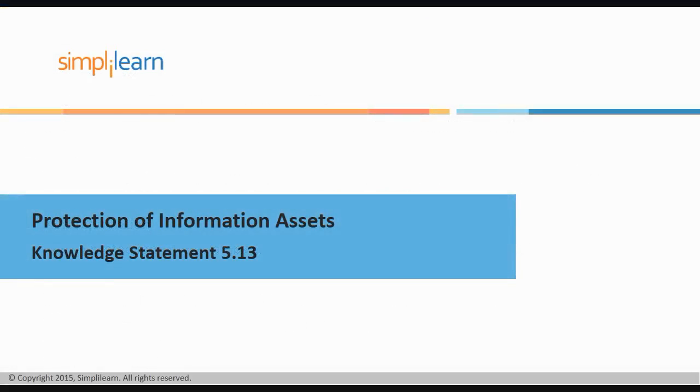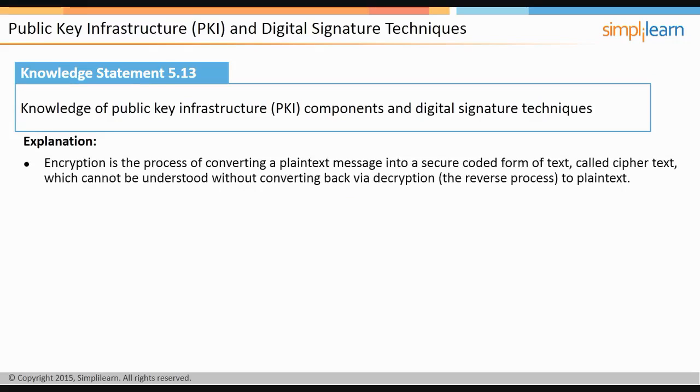In this topic, we will learn about the concepts in Knowledge Statement 5.13. Let us discuss public key infrastructure, PKI, and digital signature techniques in the next few screens. Encryption is the process of converting a plain text message into a secure coded form of text called ciphertext, which cannot be understood without converting back via decryption, the reverse process, to plain text.